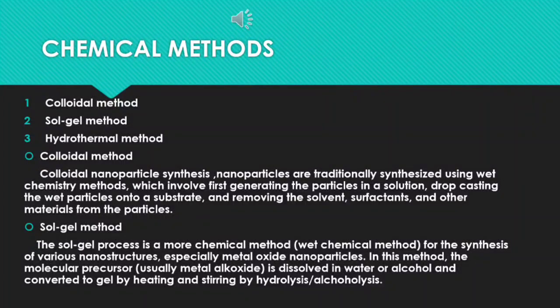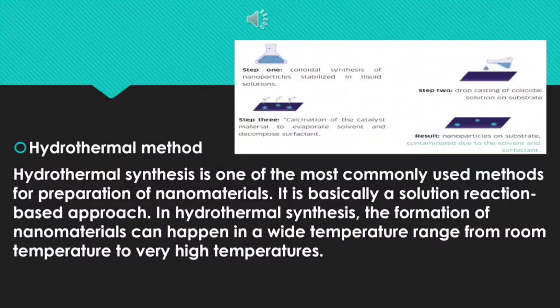The second one is the Sol-Gel method. It is a wet chemical method for the synthesis of various nanostructures, especially metal oxide nanoparticles. In this method, the molecular precursor is dissolved in water or alcohol and converted to gel by heating and stirring by hydrolysis. The third one is the hydrothermal method.